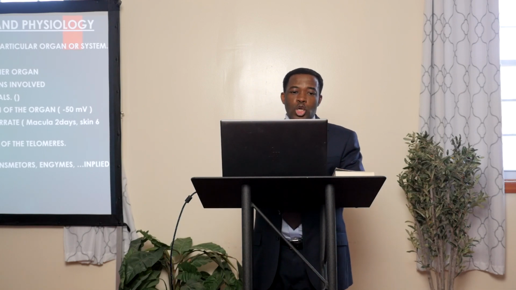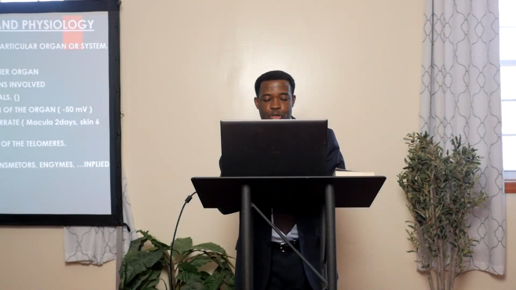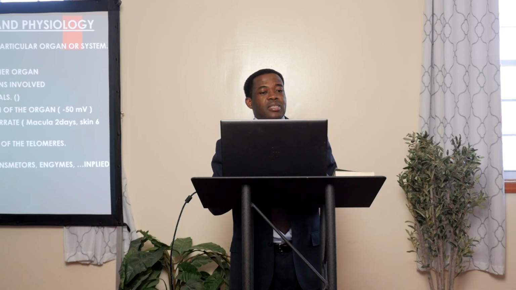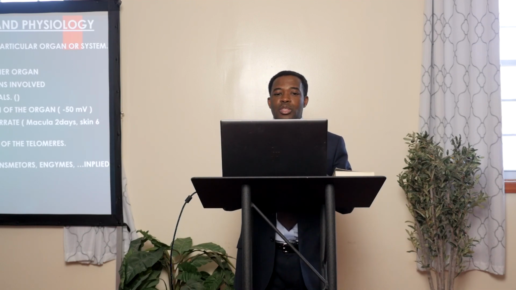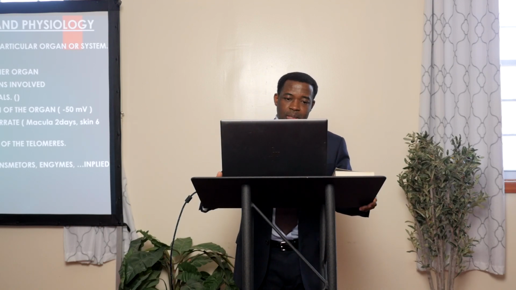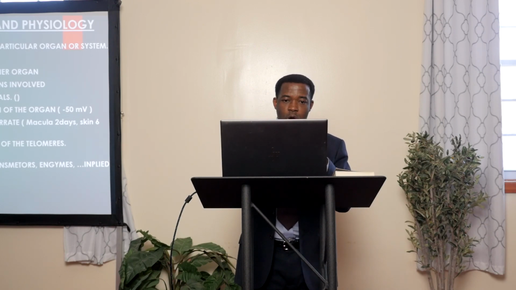Number four, know what is called nutraceutical or bioceutical need of the organ. What do I mean by that? The nutrients that the cells need to function. Okay? Like last time when we looked at the diabetes condition, for the pancreas to grow new beta cells to be able to produce enough insulin, you need astaxanthin, you need vanadium, you need chromium. There are specific nutrients that you need, specific minerals, specific vitamins that you need. So you understand how the organ functions.